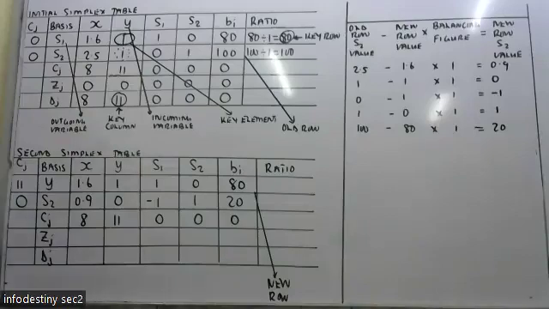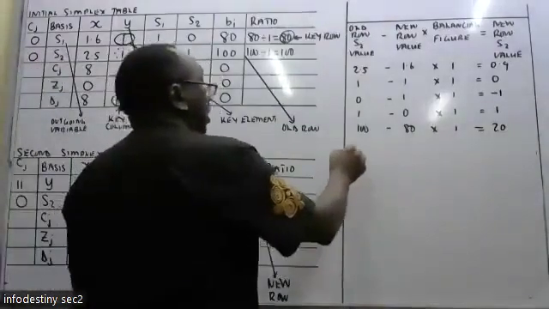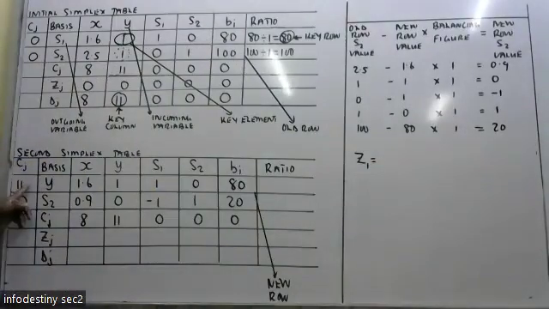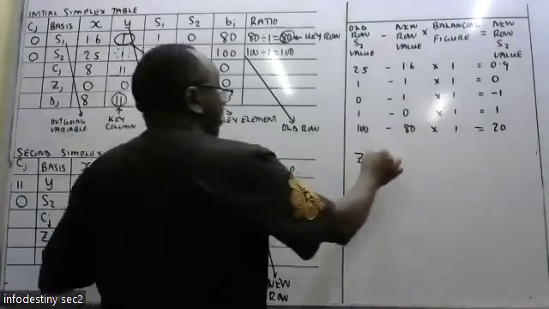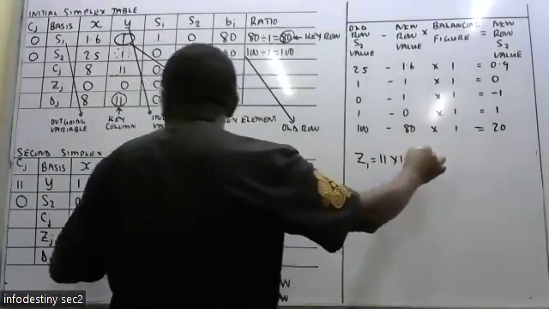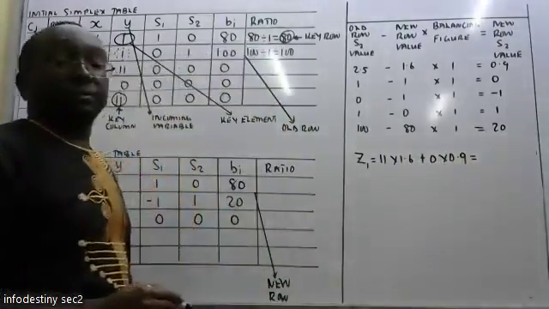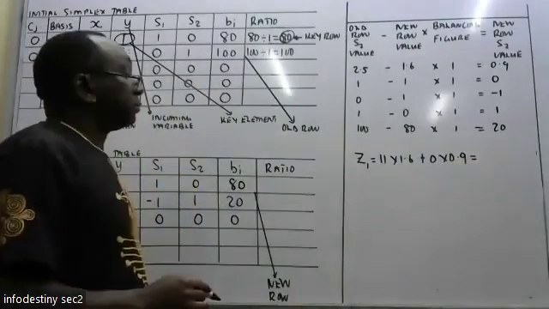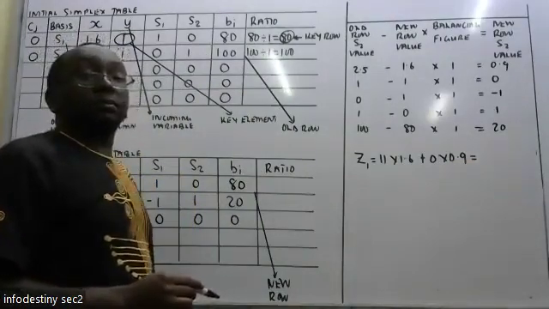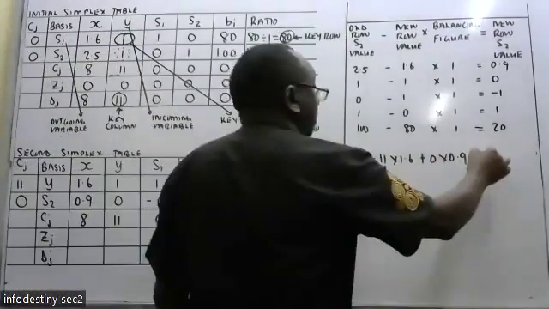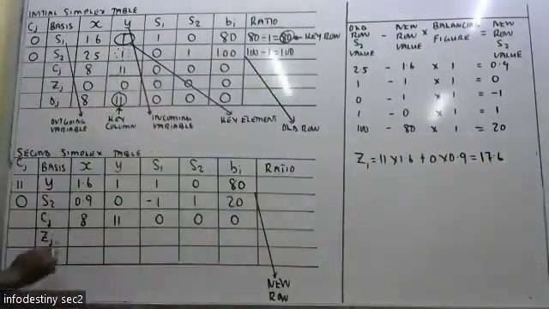So twende kwa ZJ. I don't know whether you need to write that, but maybe for purposes of record. I told you ZJ, what you do, you take this value here, you multiply with this one. So for here, that's 11 times 1.6 plus 0 times 0.9. Give me that answer. 17.6. Now that 17.6 ndio tutakuja tuandike hapa.